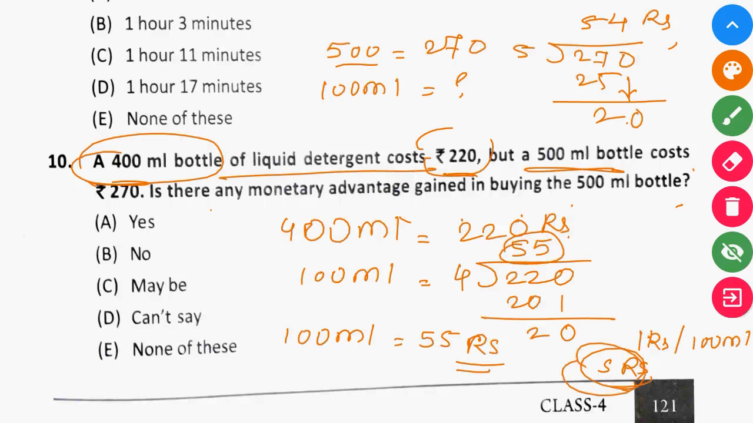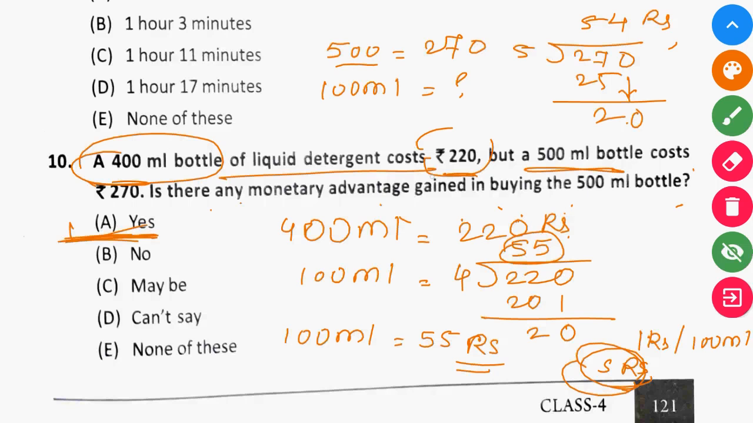So it is beneficial to the buyer, the person who is buying that bottle. Instead of buying the 400 ml bottle, if I buy the 500 ml bottle, my 5 rupees are going to be saved. So the answer is yes. There is a mandatory advantage gained in buying the 500 ml bottle.